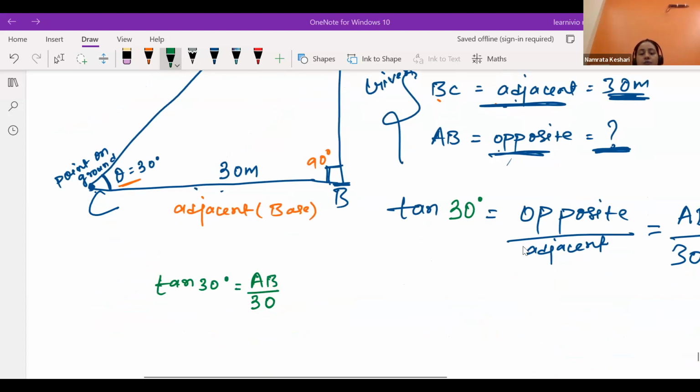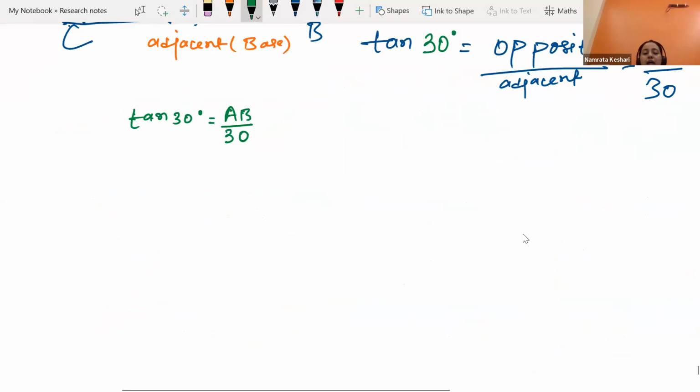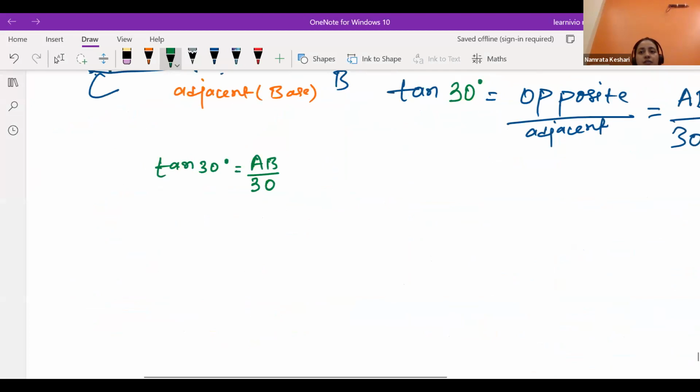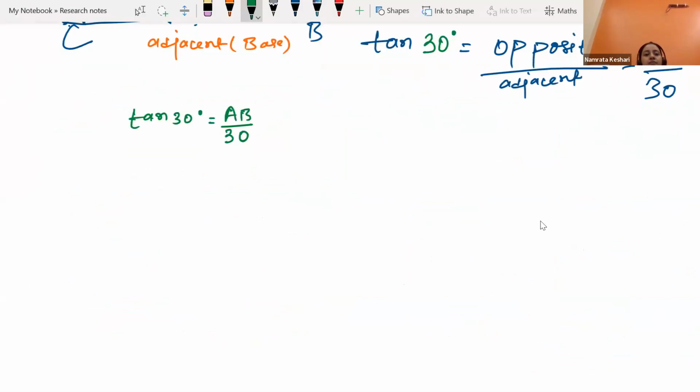Okay, let's continue. What is the value of tan 30? 1 by root 3. Yeah, 1 by root 3. AB we want to find. 30 is already there. AB is 30 by root 3. Right? Yes or no? Is it the length of the tower? Yes, it's the length of the tower, but you have already learned the rationalization concept.